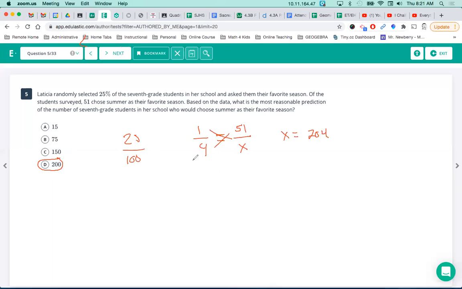Again, you could think about it a lot of different ways. In my head, the way I thought about it was I know that we interviewed about 1/4 of the school. So if I wanted to figure out what the whole school was, I need to multiply what we have by 4. And that's what we did in this proportion as well.